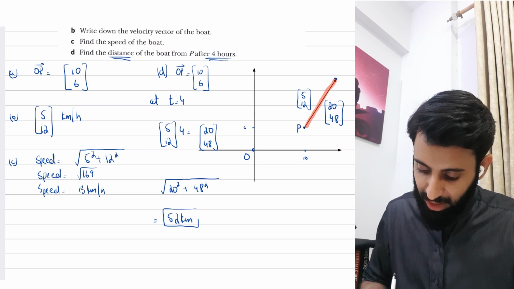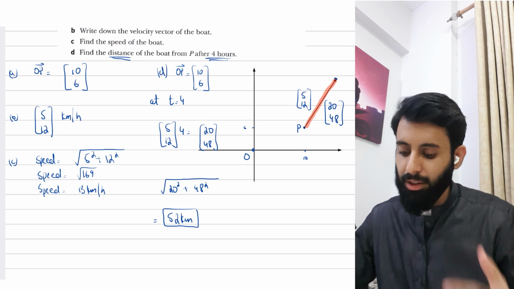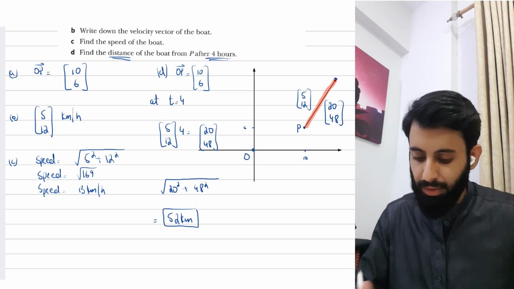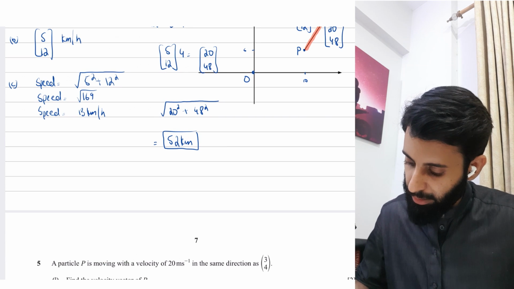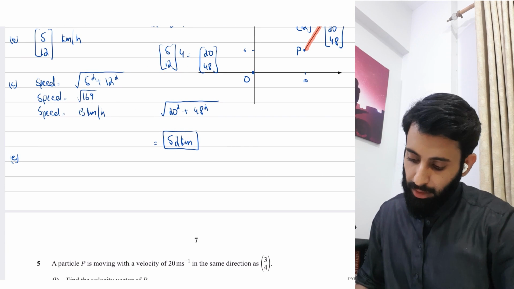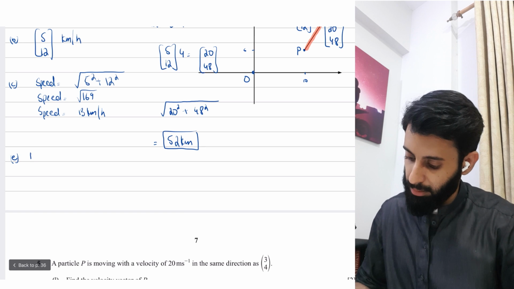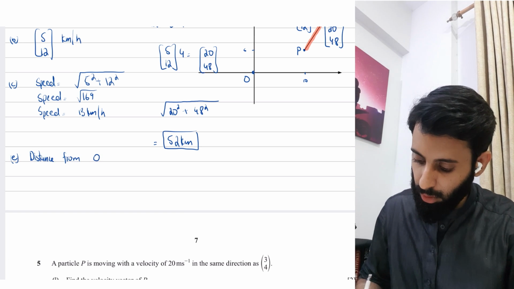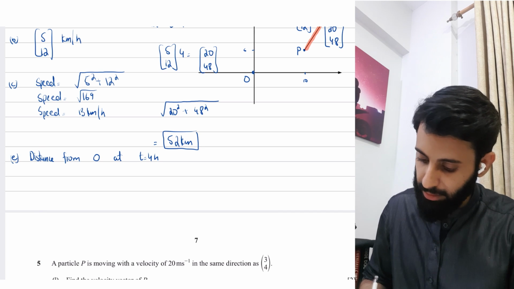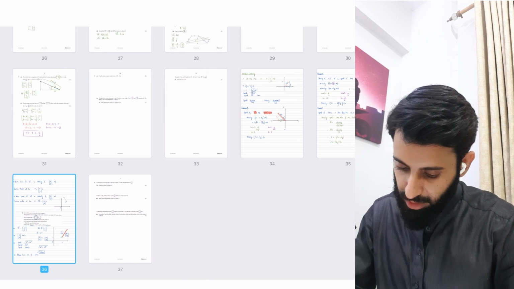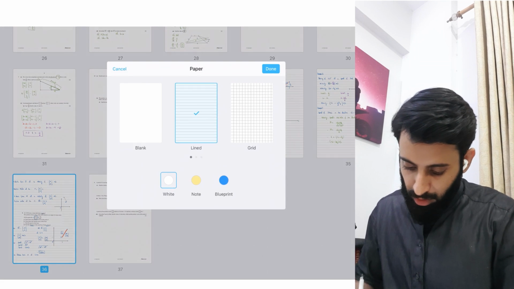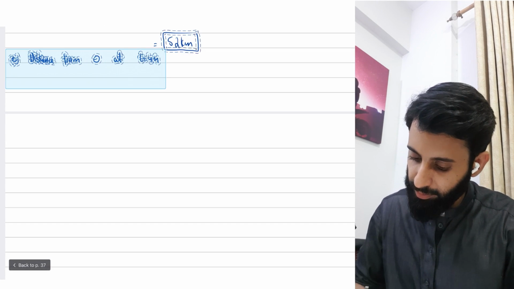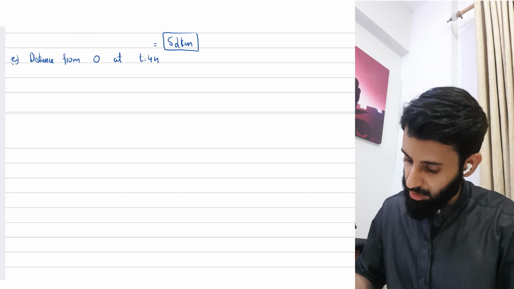Now, since the question asked us the distance from P, I did not take into account 10 and 6. Had the question asked us to calculate the distance from O, in fact, you know what? Let's add another part to it where we work out the distance from O. Distance from O at t equals 4 hours. So here's what I would have done. Let me just insert another page here, copy this, and paste it here.